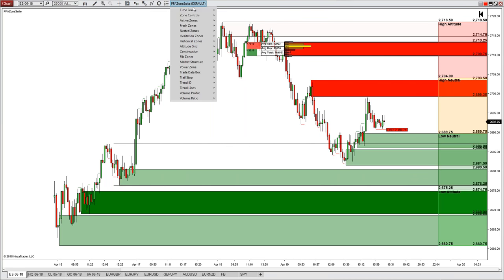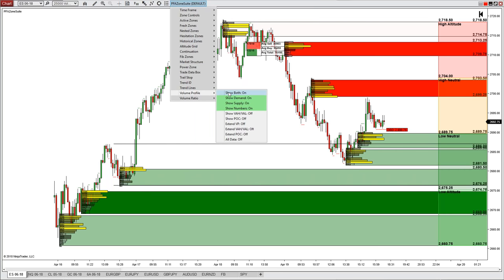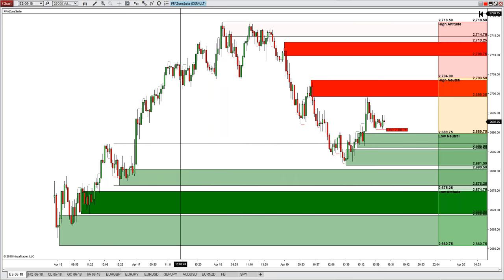Now, maybe I want to see all of them. Maybe I want to do that. So we can toggle them on or off, value. I mean, there's so much stuff here. I just can't go into all of it, guys. Your value ratios and all of that. Again, there's just a lot of functionality.